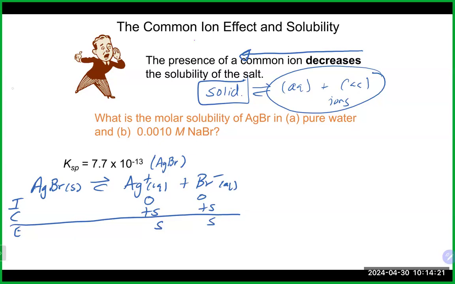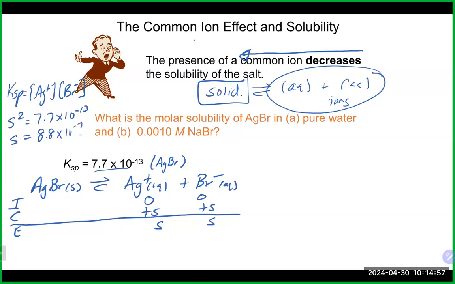At this point, we could go into our KSP, which should be the silver concentration times the bromide concentration. Putting our values in here will give us S squared is equal to 7.7 times 10 to the minus 13, which is our KSP value that was given to us. We're going to square root both sides, and that is going to get us a molar solubility of, we'll call it 8.8 times 10 to the minus 7.